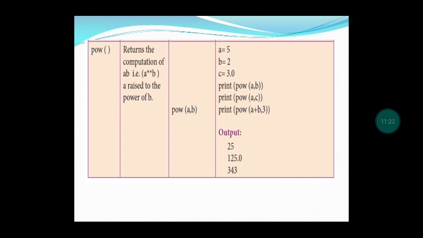So we got the answer 125.0. Next one, power of a plus b comma 3. What is a value? 5. B value 2. So 5 plus 2, 7. 7 to the power 3. So 7 into 7, 49. 49 into 7, we got the answer 343. For the power function in Python, we are using a star star b. Here we are using pow of a comma b.